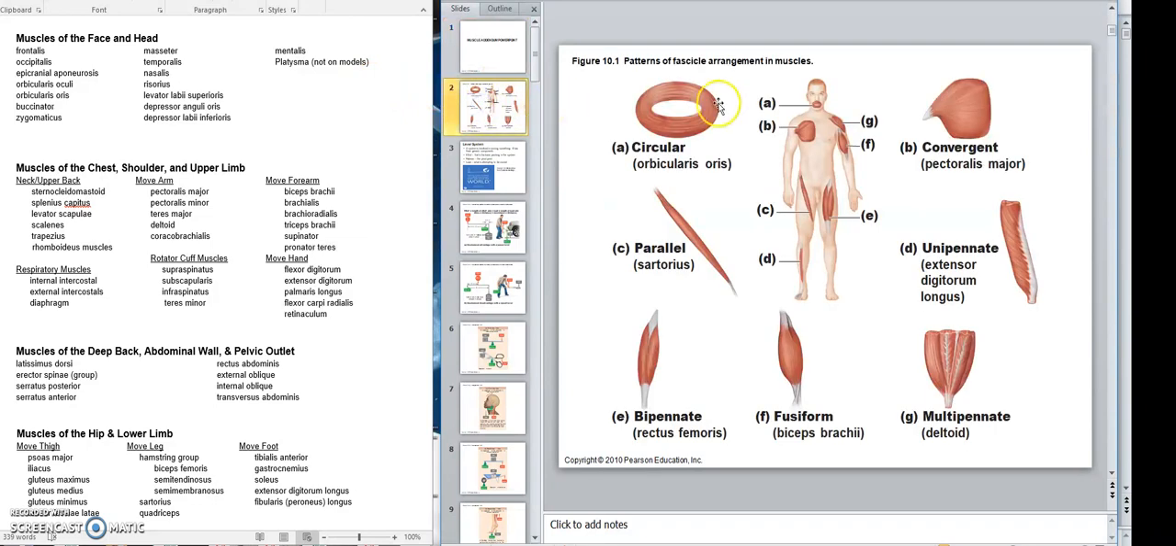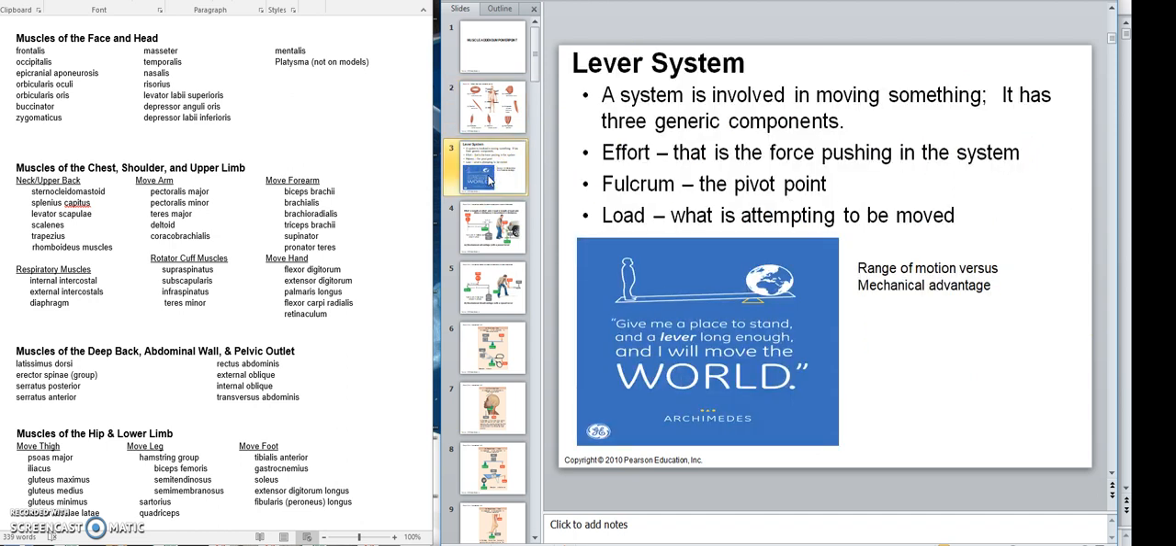Skeletal muscles are arranged in fascicles, if you may recall, groups of skeletal muscle cells. Some fascicles are circular, some are convergent. It depends on the force and the pull direction. What is necessary as far as the pull direction? That determines how these fascicles are arranged, and you can look at that on different muscles. What I want to talk about very quickly is something called the lever system.